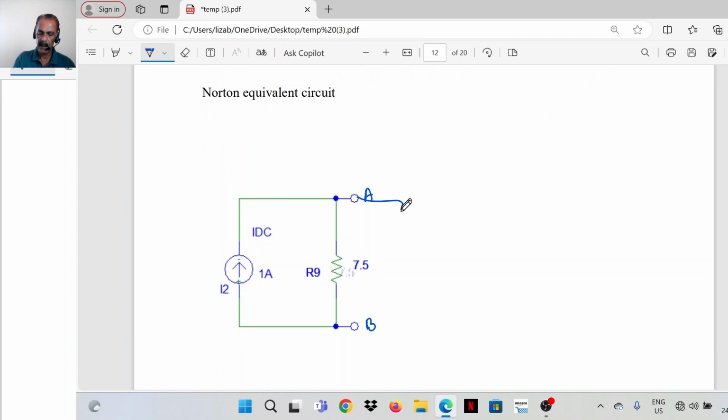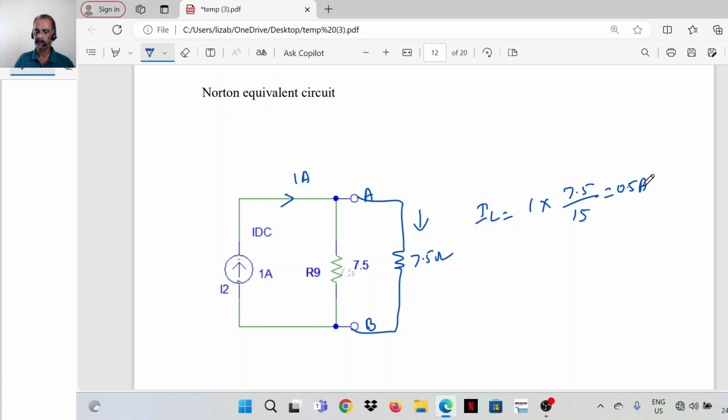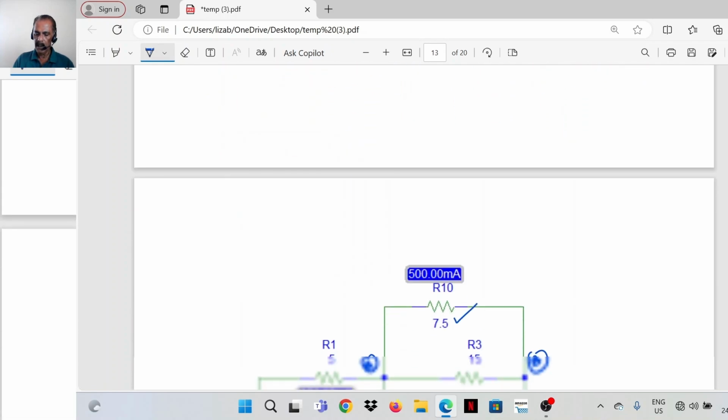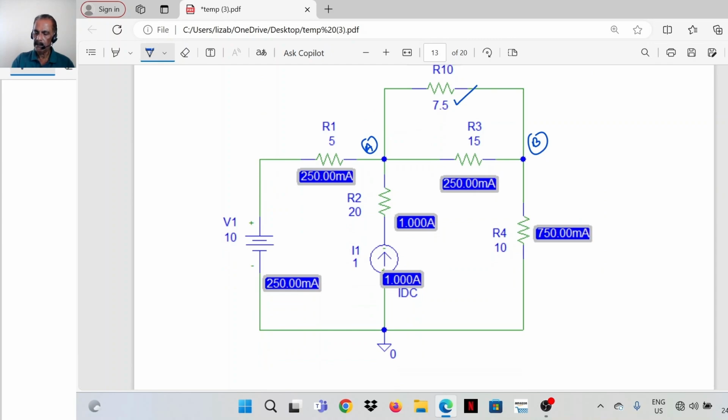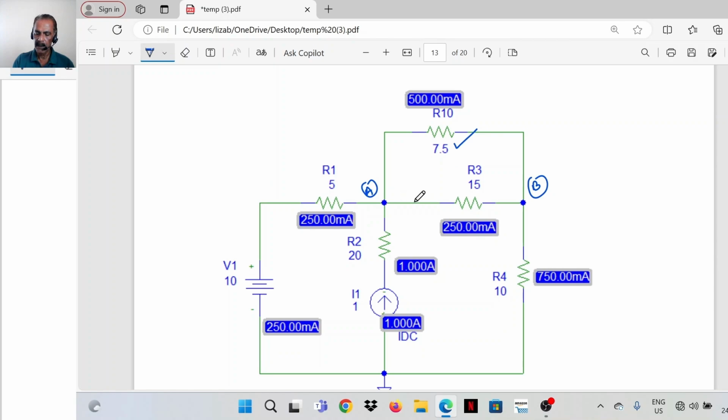In this case, if we connect a load resistance of 7.5 ohm, the incoming current is 1 ampere. It divides between these two 7.5 ohm resistors, so it will divide equally. So load current is 1 into 7.5 divided by 15, that is 0.5. In either case, you will get 0.5. In the original network itself, if we connect a load resistance of 7.5 across terminals A and B and solve the circuit, you will get 500 milliampere, that is 0.5 ampere, through the load resistance.